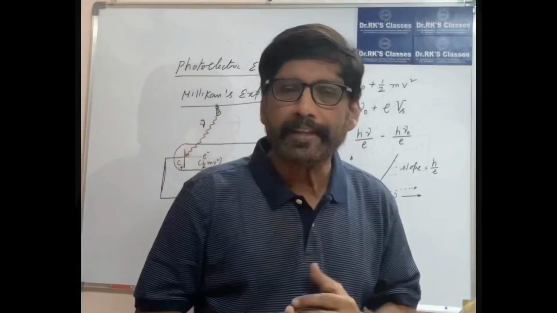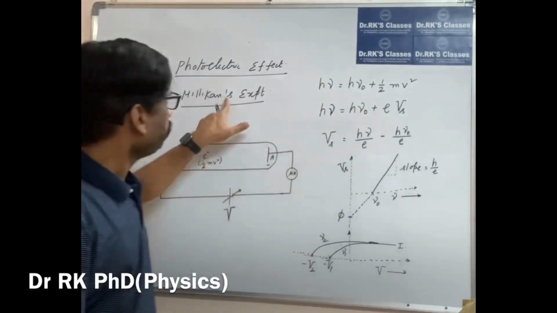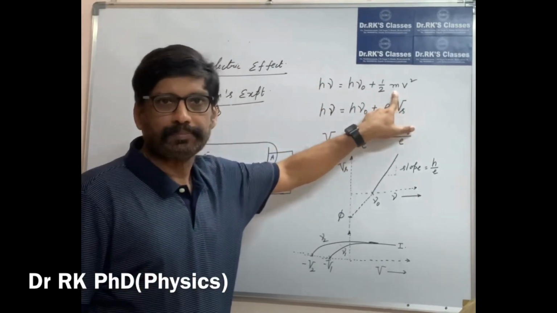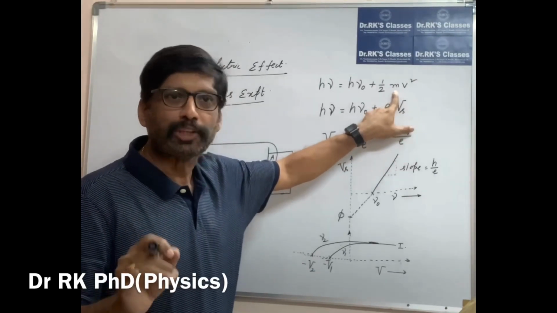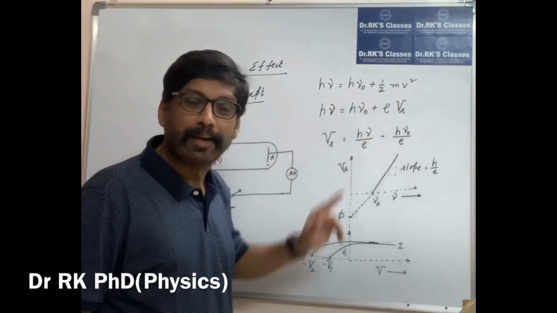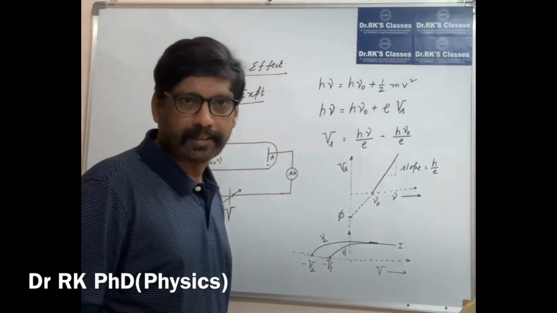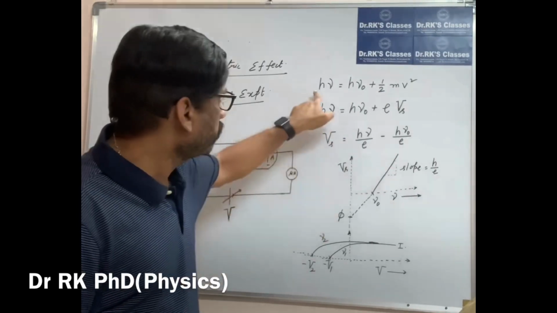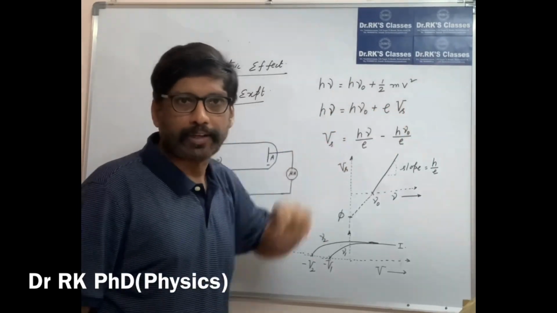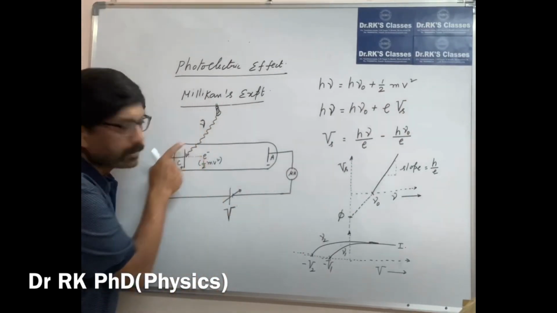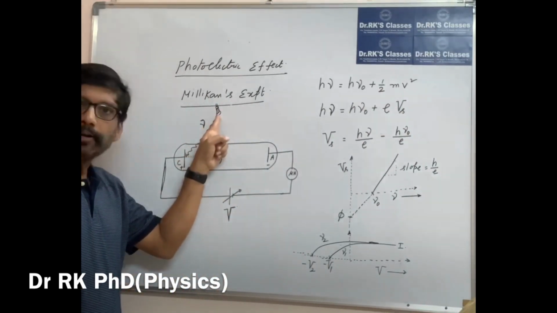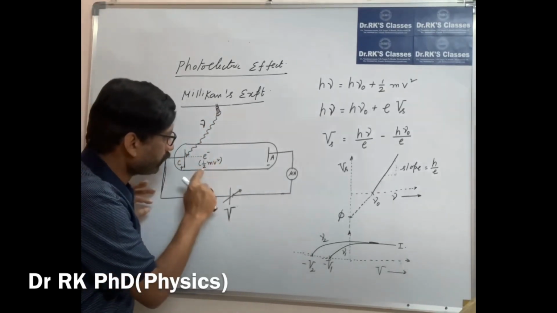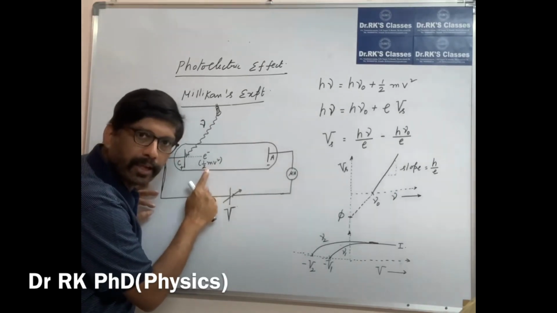Next, let us see how Millikan experimentally proved Einstein's photoelectric equation. Actually, Millikan wanted to disprove this equation, but finally ended up proving it correct. Einstein was awarded the Nobel Prize for this explanation of the photoelectric effect. Now, light of frequency nu is incident on the photometal, here C, so an electron of kinetic energy half m v square is emitted.